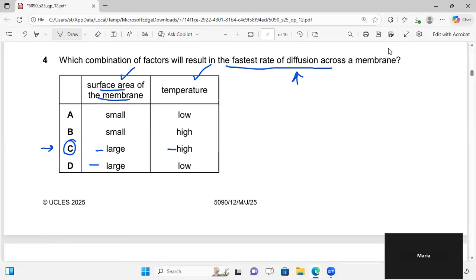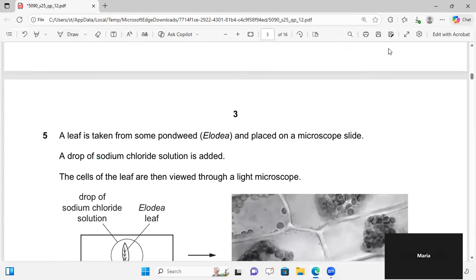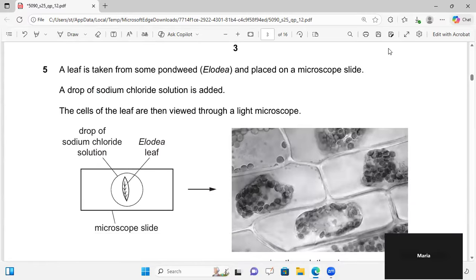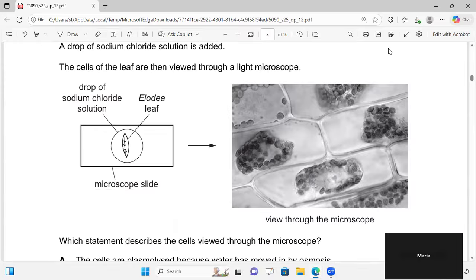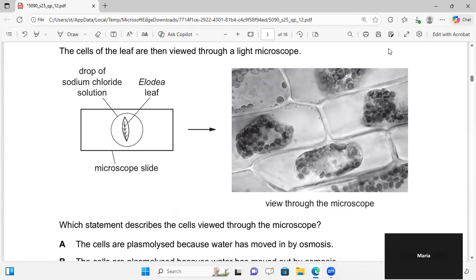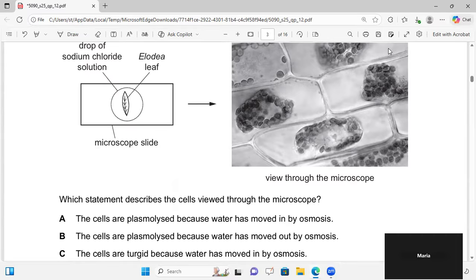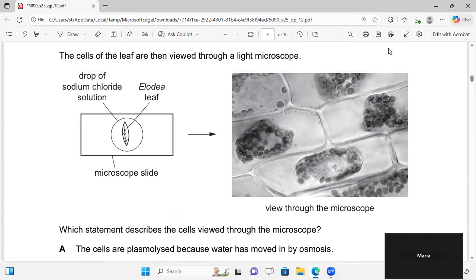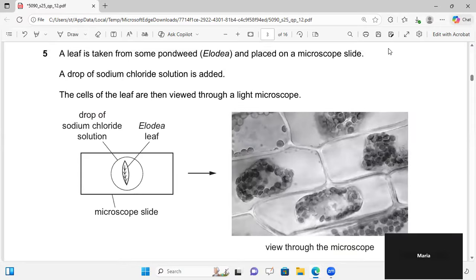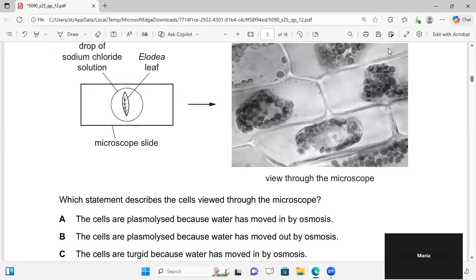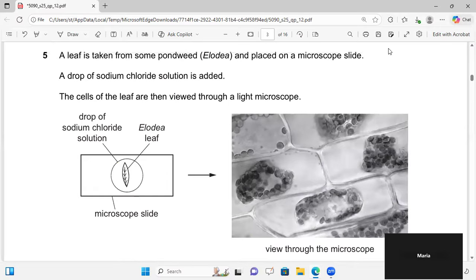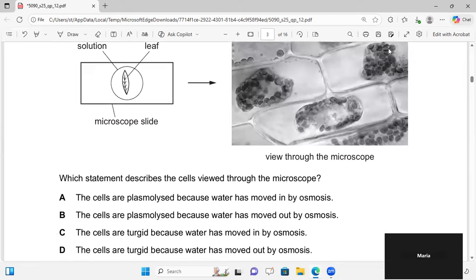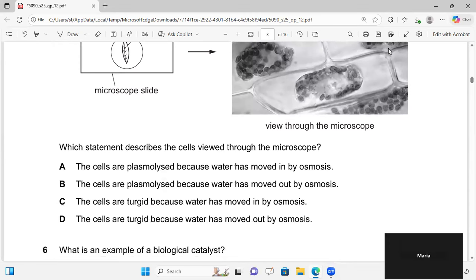After that, for number 5, he is saying a leaf is taken from some pondweed, Elodea, and placed on a microscope slide. A drop of sodium chloride solution is added. The cells of the leaf are then viewed through a light microscope. The view through the microscope is shown here. Which statement describes the cells viewed through the microscope?